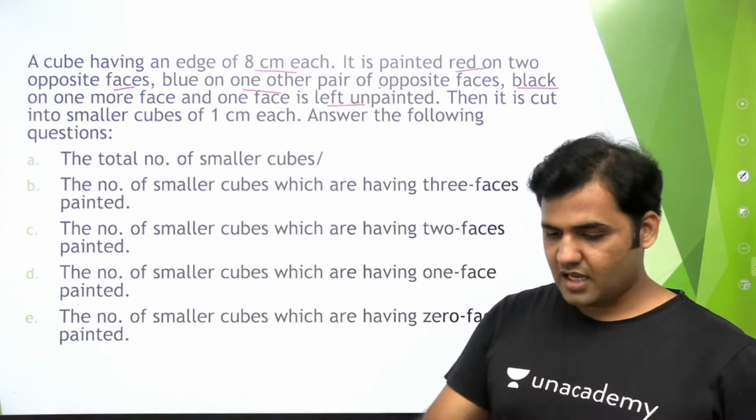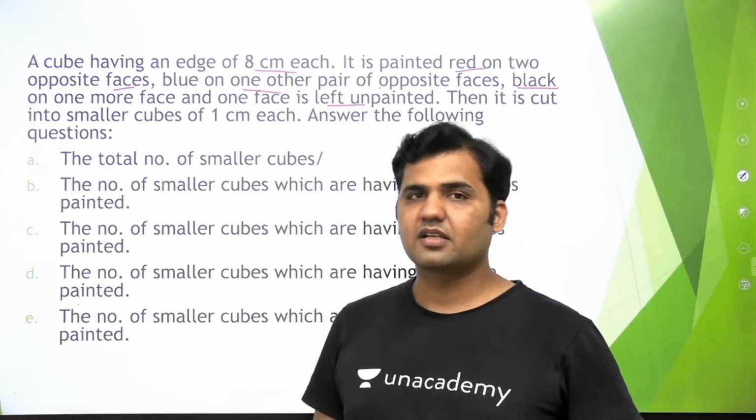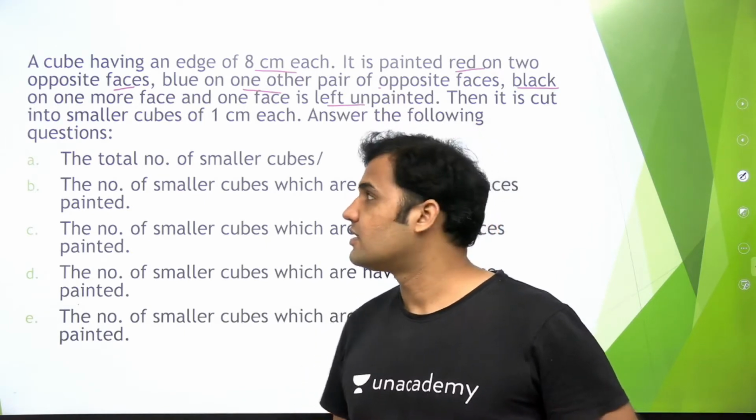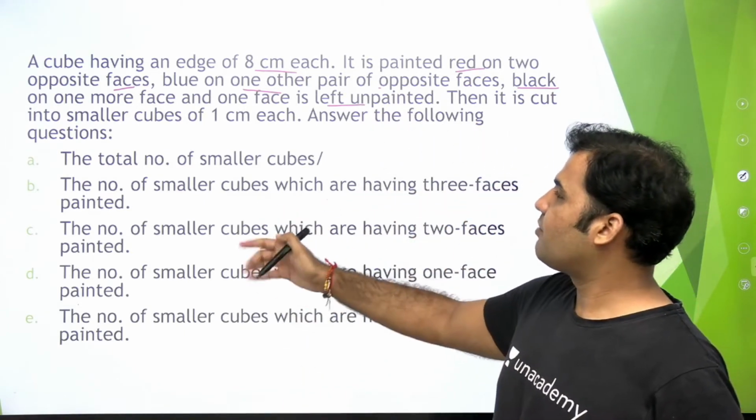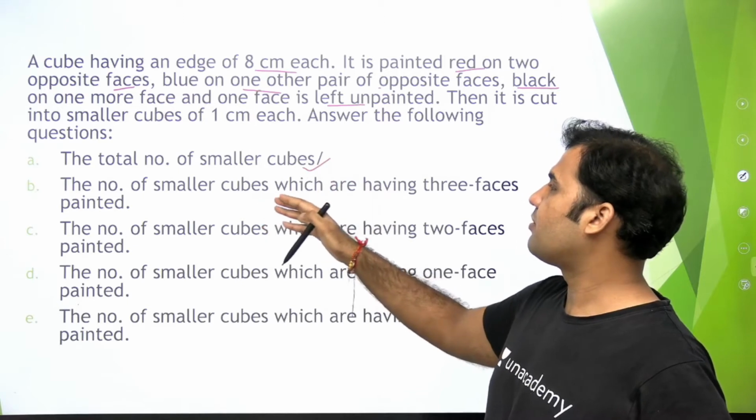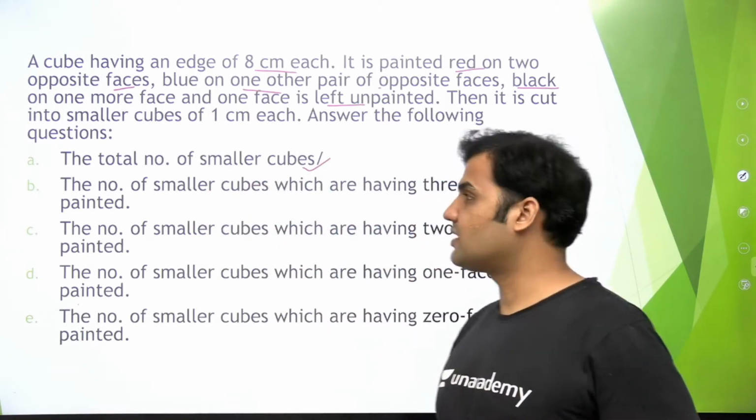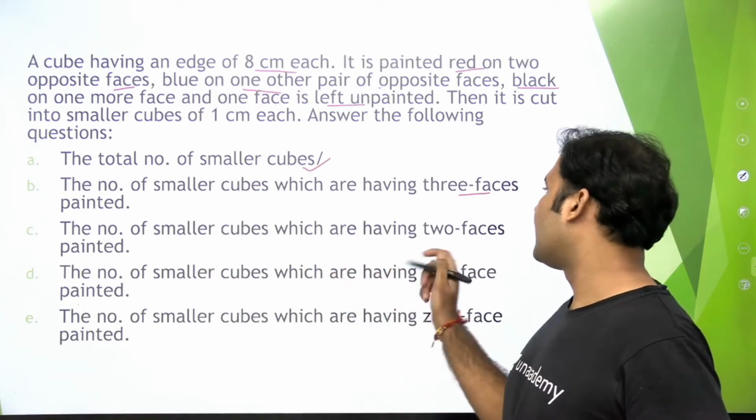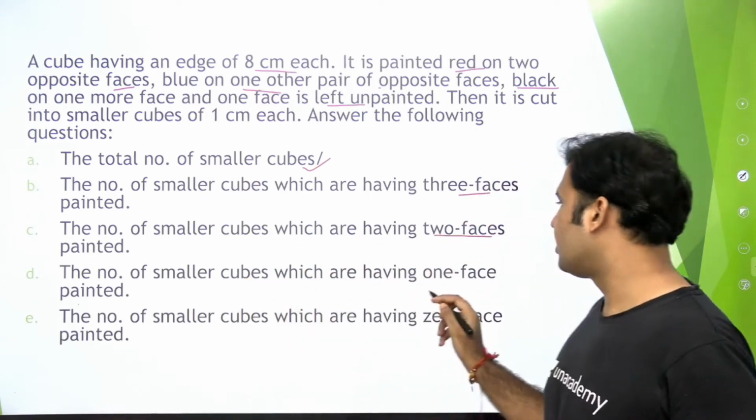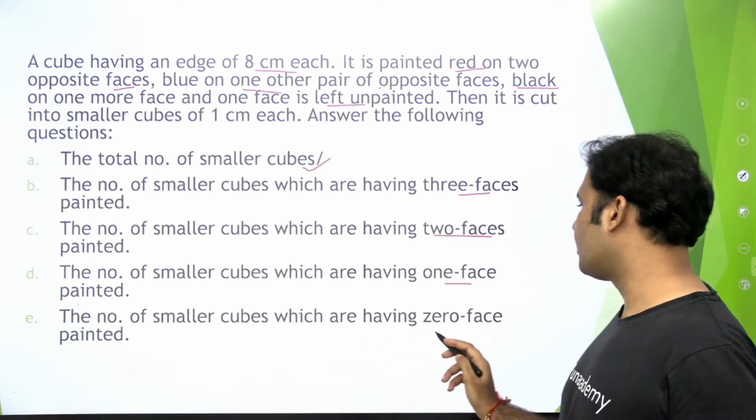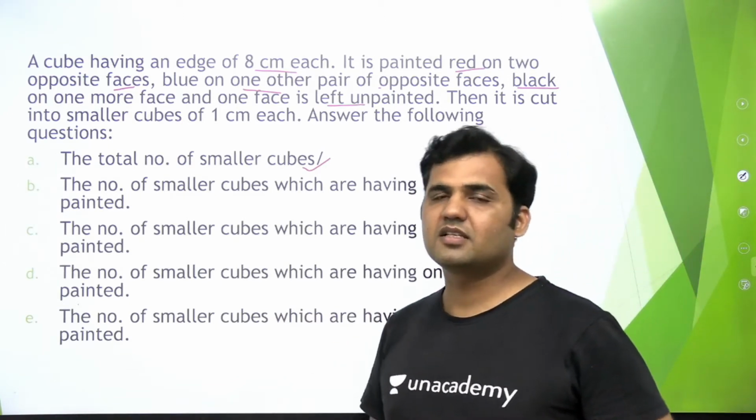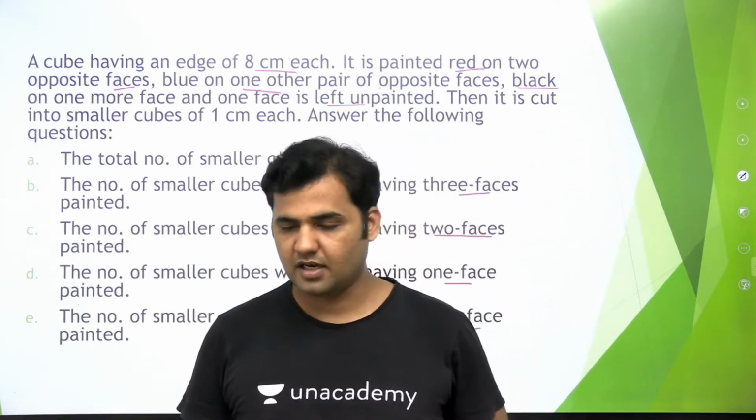Now if you start taking the cubes of smaller size, of 1 into 1 into 1 centimeter size, what will be the total number of cubes? What will be the number of smaller cubes having 3 faces painted? Abhi kitne aayenge jinka 3 side paint hoga? How many cubes will have 2 faces painted? How many cubes will have 1 face painted? And how many cubes will have 0 face painted? These are the questions that we will be discussing now.